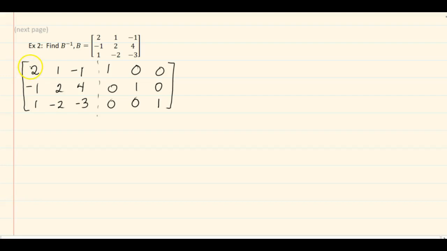So the first thing we need to do is get a 1 right here in the 1, 1 position. So I am going to switch row 1 and row 3. Because row 2 is the only one that doesn't move or change, I wrote that one down first.